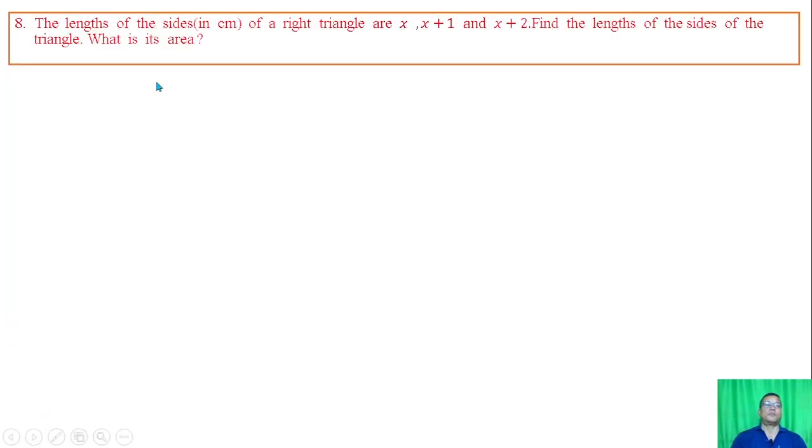The length of the sides in centimeter of a right triangle are x plus 1 and x plus 2. Find the length of the sides of the triangle.